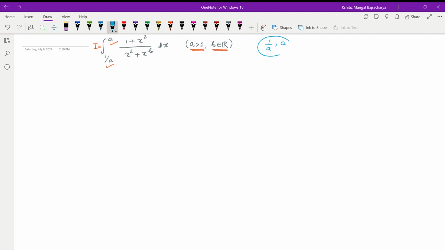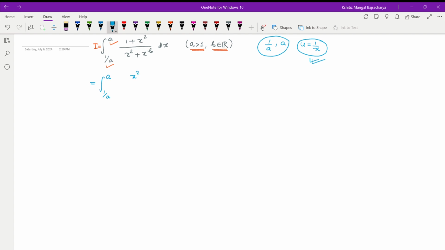So in such a case, a substitution of u equals 1 by x will work. You can use this substitution right away, or you can intuitively arrive at this substitution if we simplify the integrand. Now let's try to simplify the integrand. We have 1 over a and a right here.